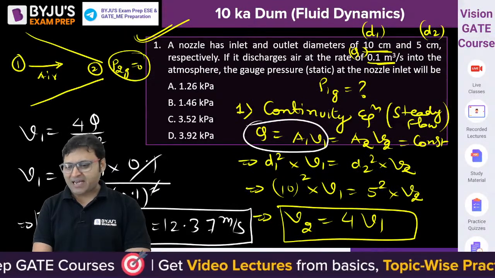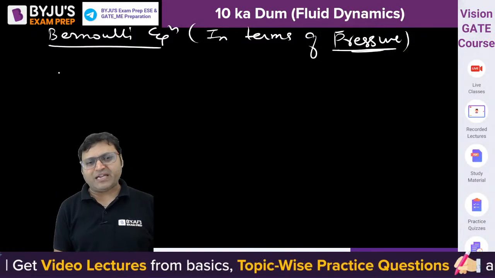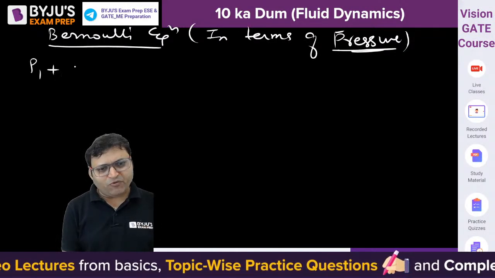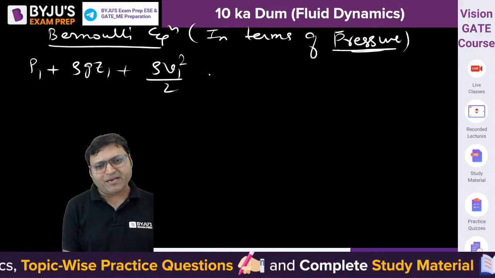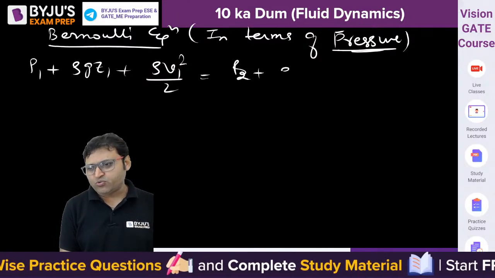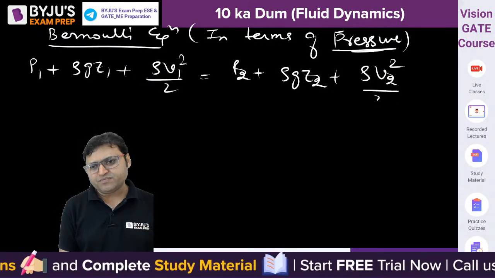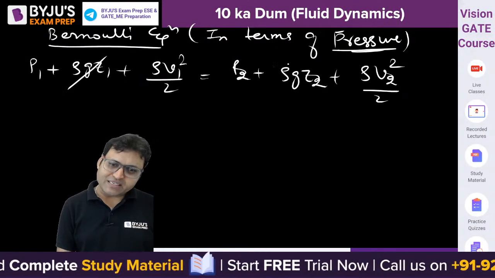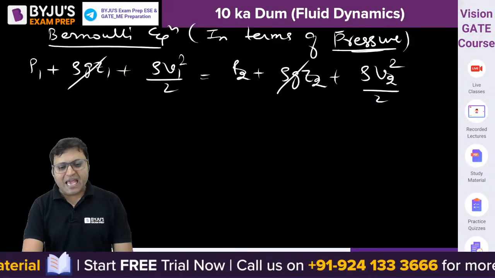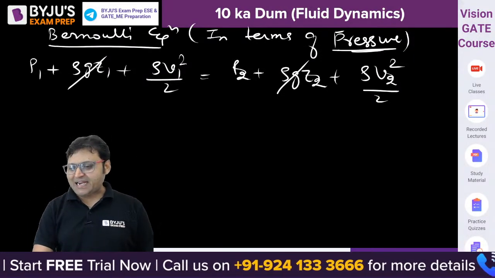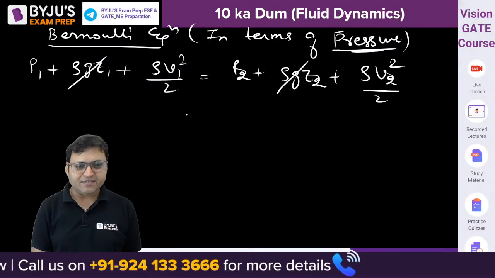And the velocity they are giving is 12.37, right? If we apply Bernoulli equation between 1 and 2 in terms of pressure, we can say P1 plus rho g z1 plus rho v1 square by 2 is equal to P2 plus rho g z2 plus rho v2 square by 2. And the nozzle is having the same potential energy at inlet and outlet. Let us assume the nozzle is having the same potential energy.